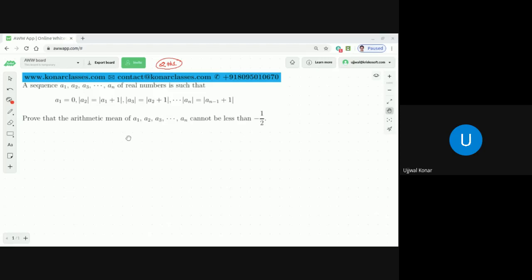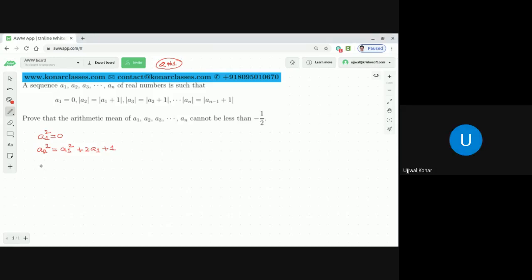So what is given? It is given that a1 is equal to 0. So from here, a1 square is also equal to 0. Now, mod of a2 is equal to mod of a1 plus 1. If I need to get rid of the mod, I can take the squares of both sides, and then we get a2 square equal to a1 square plus 2 into a1 plus 1. Correct or not?